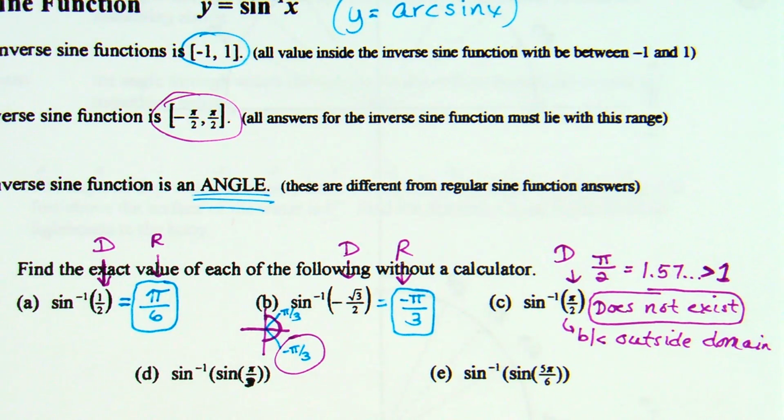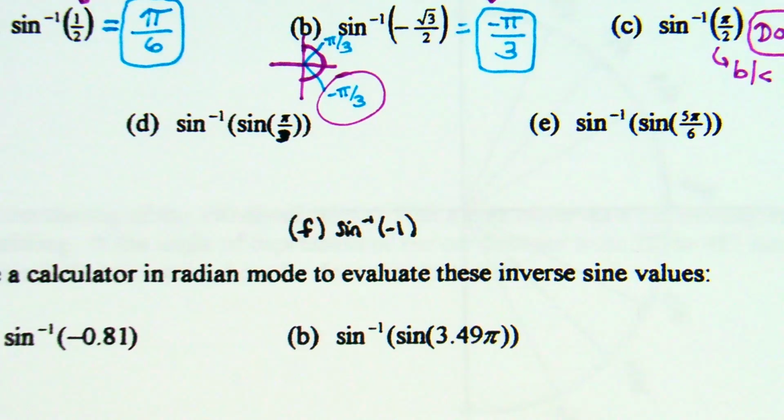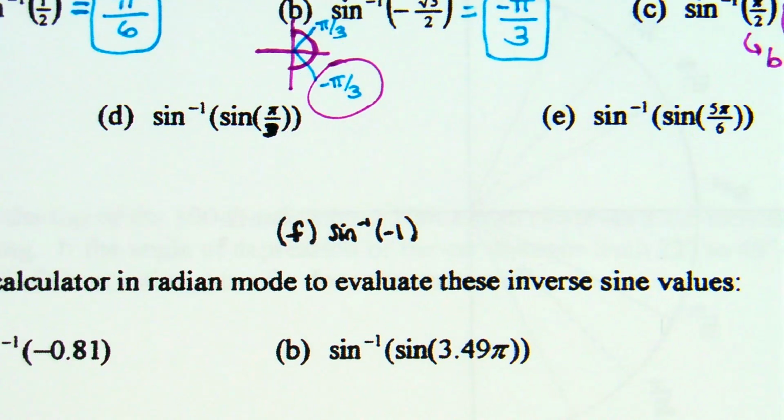Okay, let's try D. D says the sine inverse of sine of pi over 3. Well, as a math student, what are you trained to do when you see multiple parentheses? Distribute. Try another answer. I like distribute. Not distribute because there's nothing outside to distribute. I get it, valid point, but.